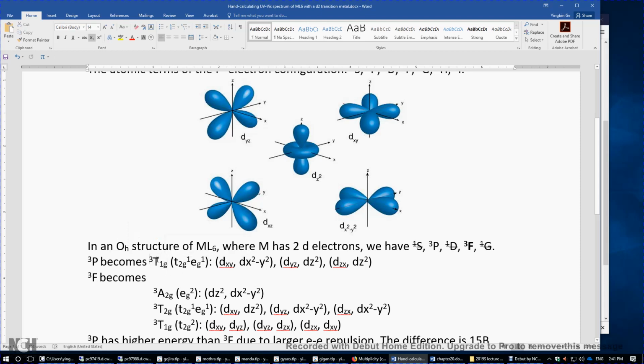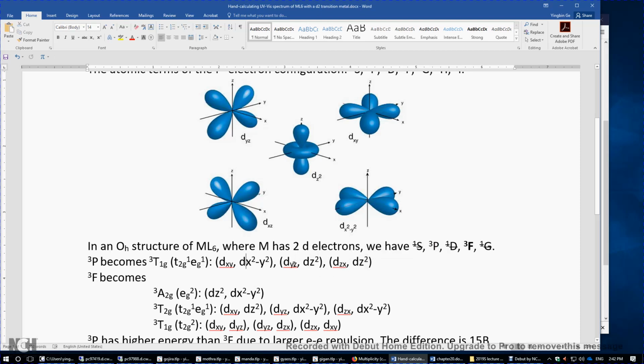And this 3T1g symbol corresponds to putting 1 electron in the t2g orbital and 1 electron in the eg orbital. In particular, it's this: 1 electron in the dxy orbital, the other in the dx squared minus y squared orbital, or 1 electron in the yz orbital, the other electron in the dz squared orbital, or 1 electron in the zx orbital, the other electron in the dz squared orbital.